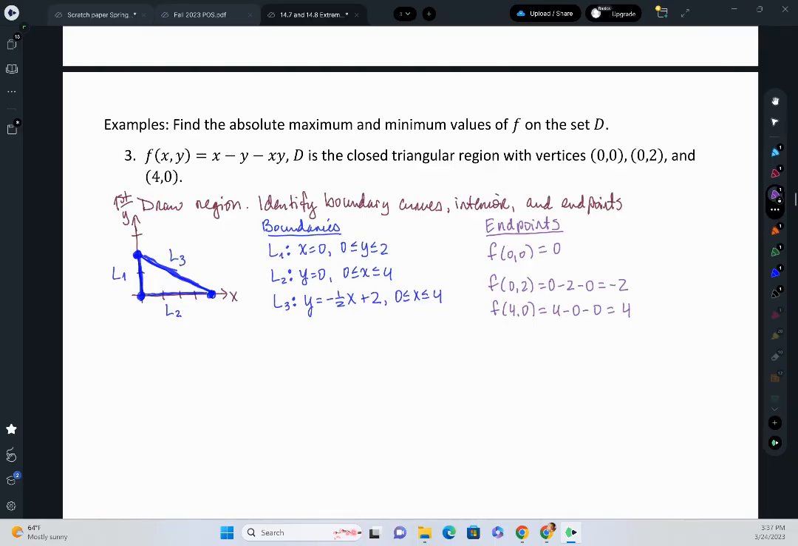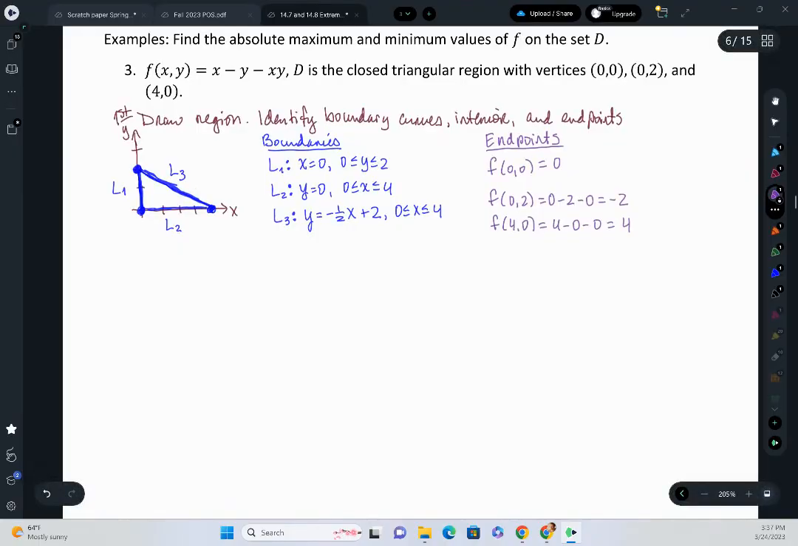All right, I've taken care of my endpoints and my drawing, and I know what my boundaries are. I need to go ahead and find my possible interior critical points. So I'm kind of going a little bit out of order with regard to the steps before, because I feel like they need to be broken down even more. So we get our drawing, we've labeled everything.